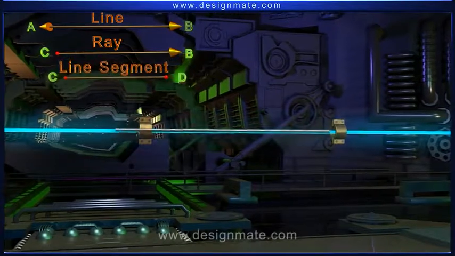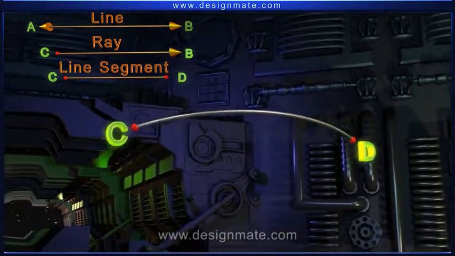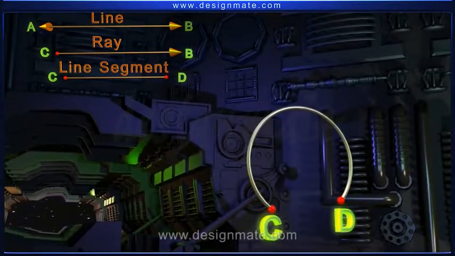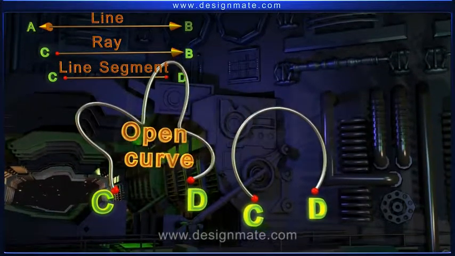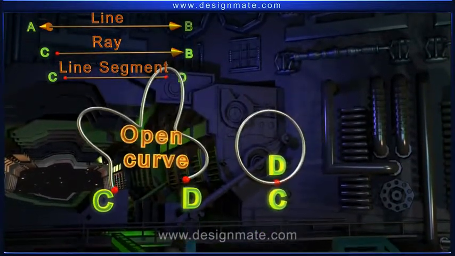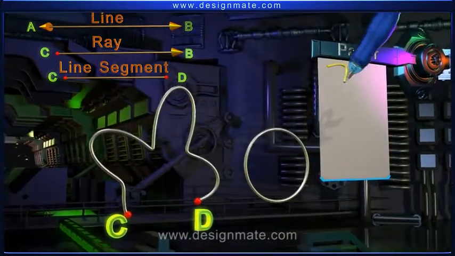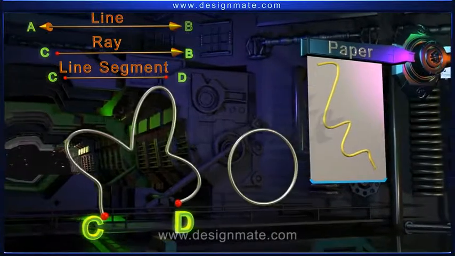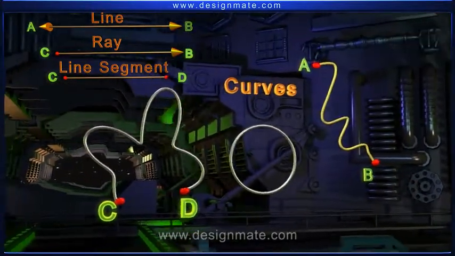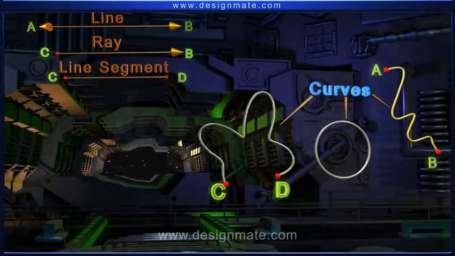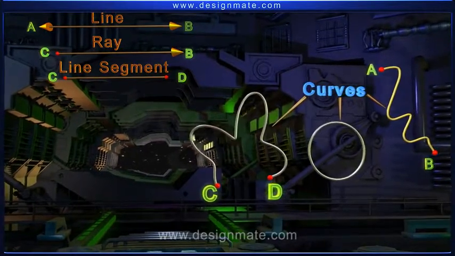Now cut the wire from point C and point D. Bend the cut portion to form a curve. This curve so formed is called an open-ended curve. When we join both the endpoints, we get a closed curve. Some of these drawings can be drawn without lifting the pen from the paper and without the use of a ruler. These are all curves. Curve in everyday usage means not straight, but in geometry, curve means anything that can be drawn on a paper.